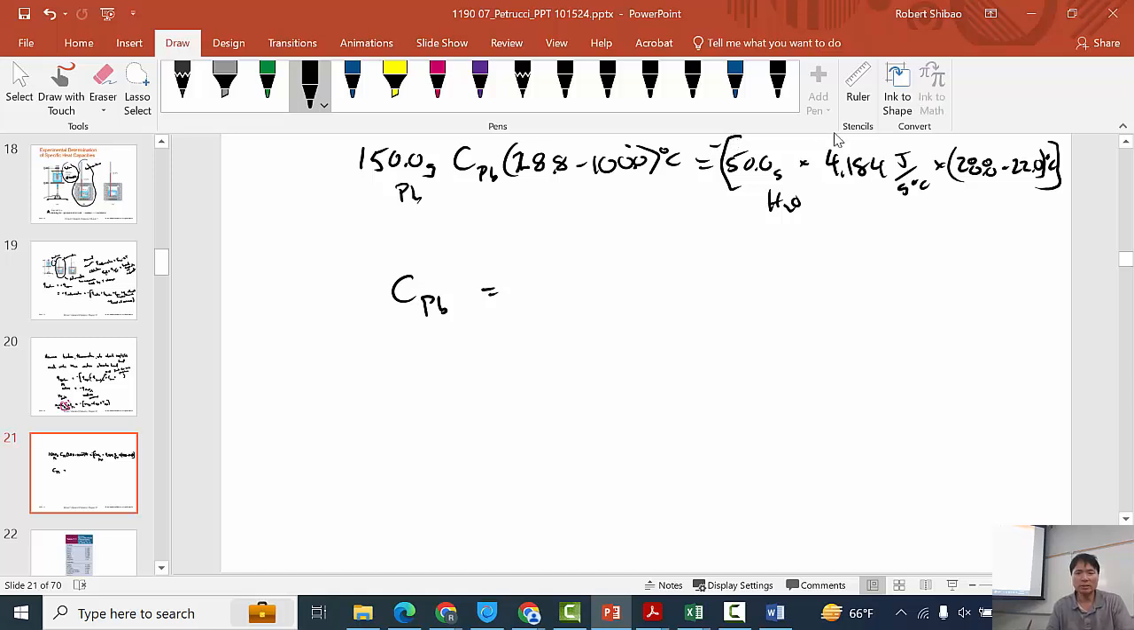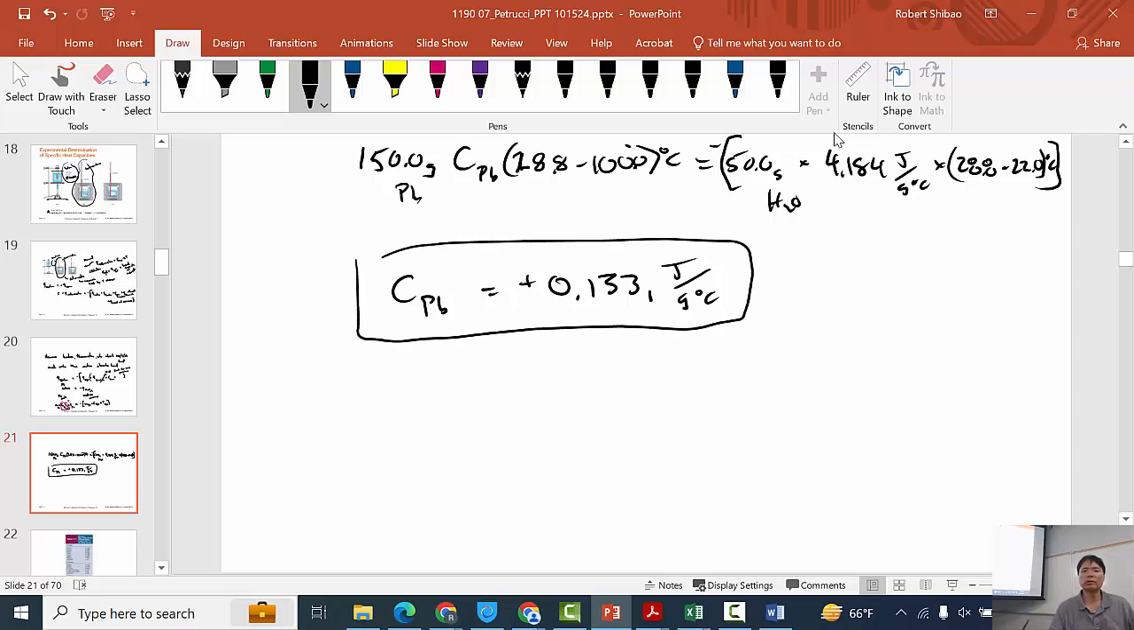And I get a positive 0.133. See how many sig figs am I allowed? 3 sig figs, so I'll carry 1 extra. And the units here are going to be in joules per gram degree C. Joules per gram degree C. All the other units cancel out.